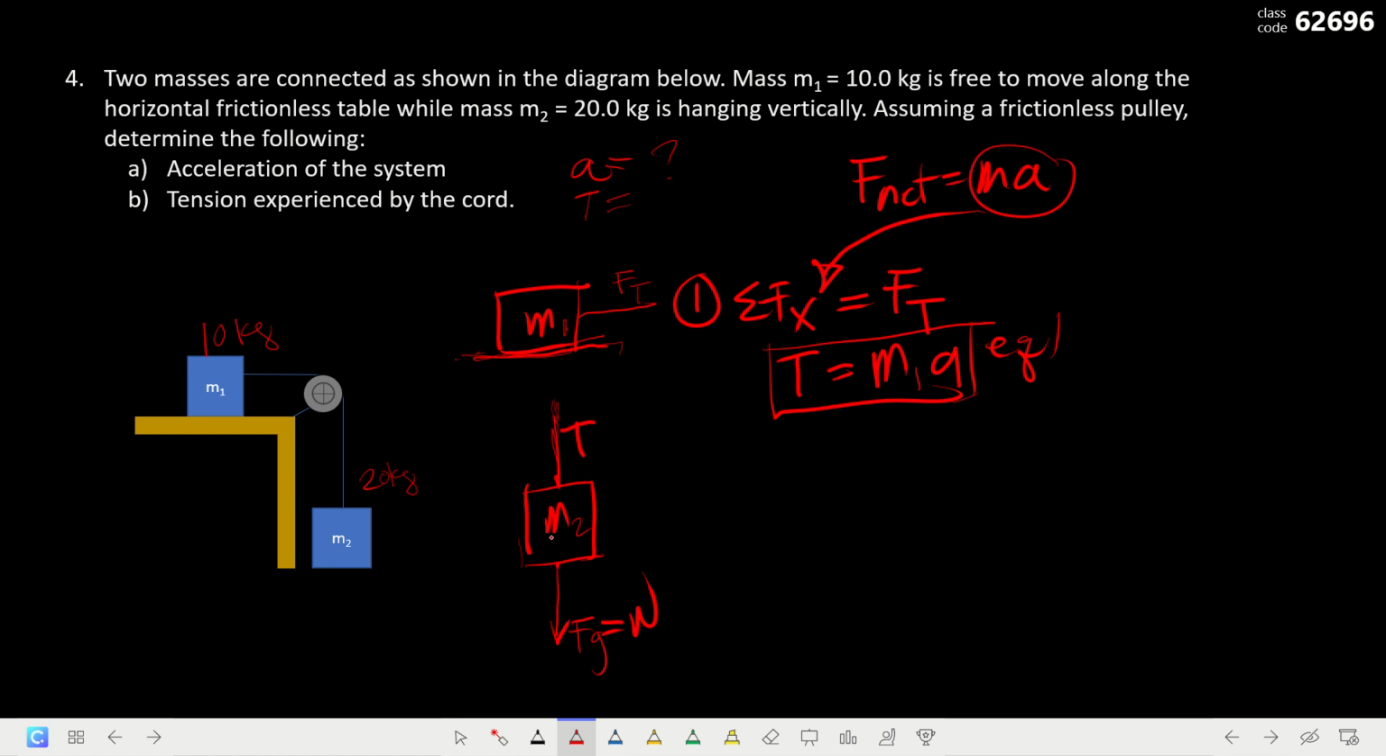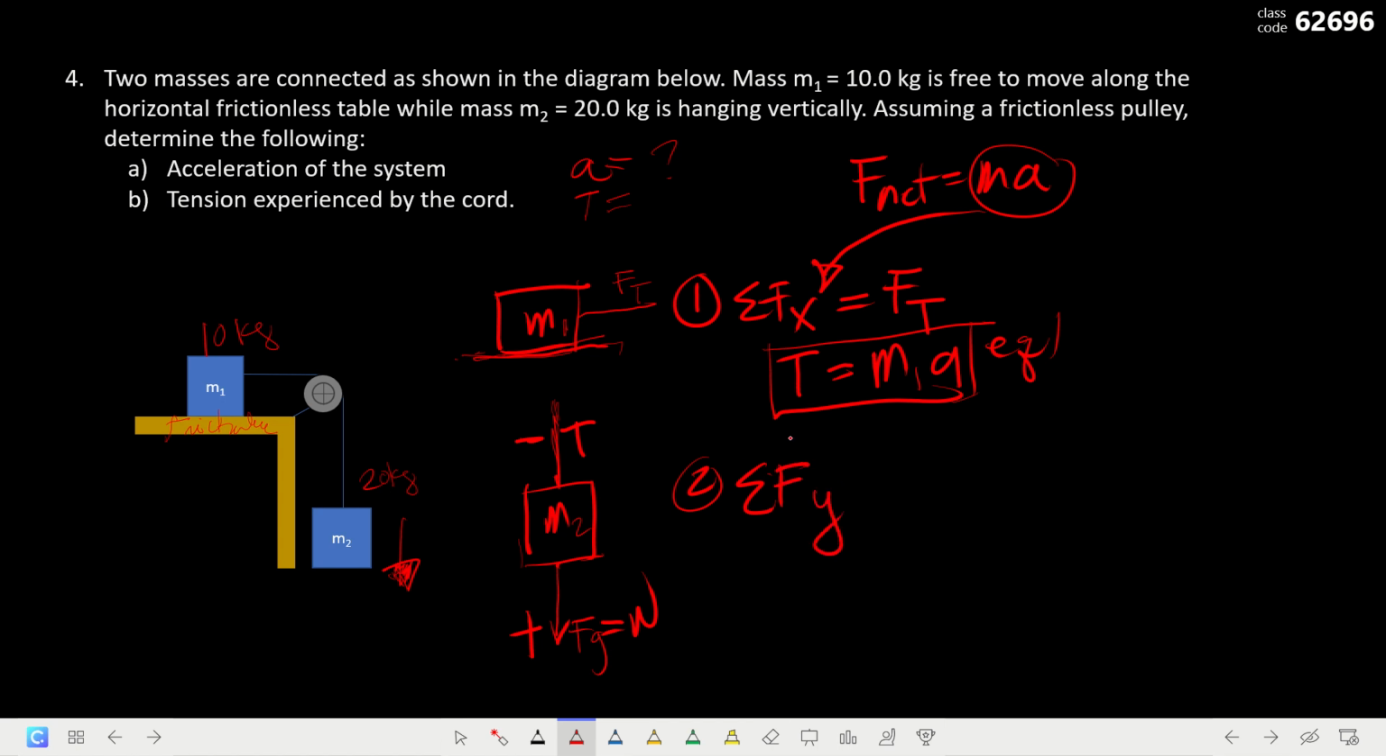Since this object is accelerating and this is frictionless, this object here has greater weight compared to mass number 1. Therefore, we expect this to accelerate in this direction. Since our direction of acceleration or motion is downwards, we assume the downward direction to be positive and our upward forces to be negative.